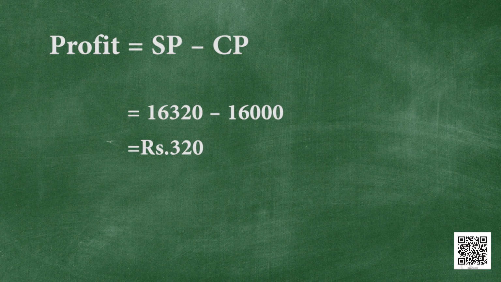Students, so therefore, the cost price here is rupees 16,000 and the sale price is rupees 16,320. So, clearly the cost price is less than the sale price. So, therefore, here it is a case of profit. So, now let us try to find the profit. Profit is equal to SP minus CP, that is equal to rupees 16,320 minus rupees 16,000. On simplification, we get this as rupees 320.